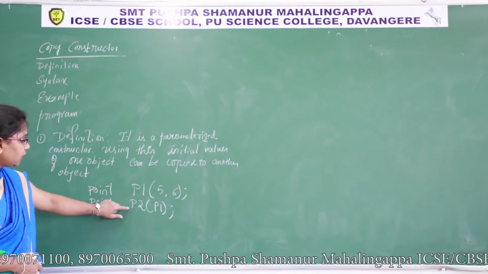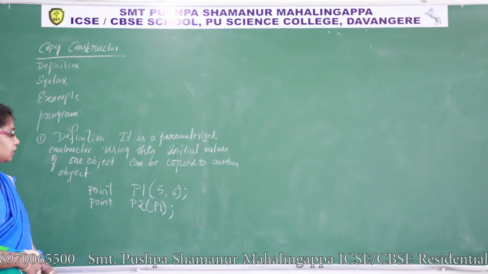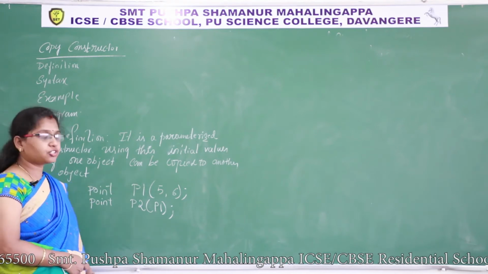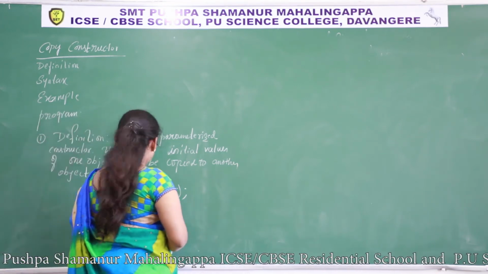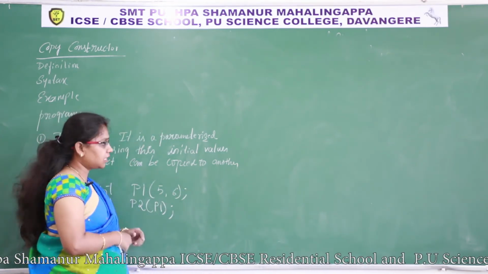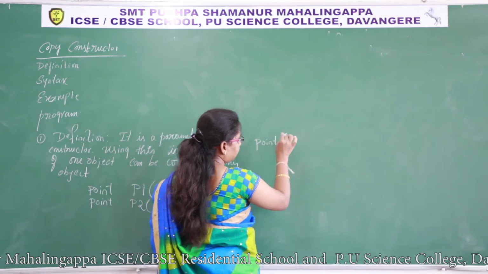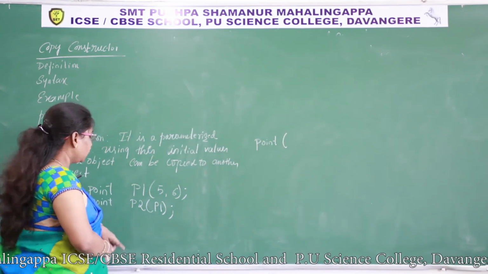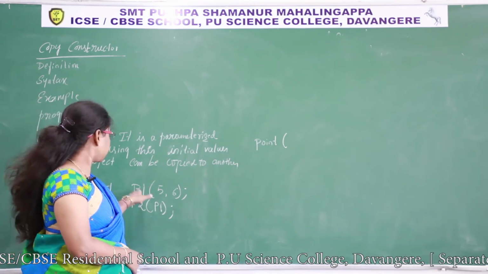So this is the invocation. When we write this statement, there must be a matching constructor in the class. So what would be the constructor definition for this invocation? You must write a constructor in the class. How to write the constructor? Point, open parenthesis. What type of argument are you passing here? p1. p1 is which type? Point type.